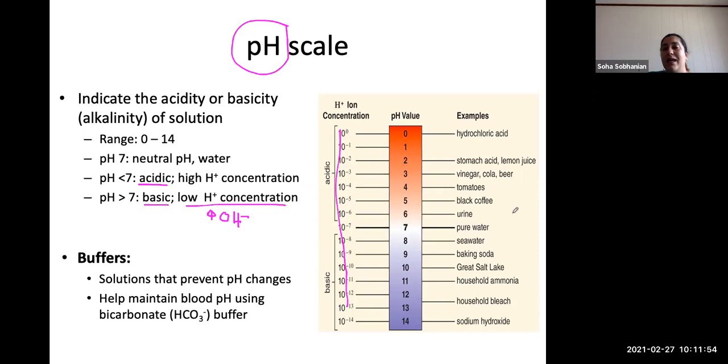So if you're looking at this scale, one thing you also need to remember is number 7. 7 is identified as neutral because the amount of H plus and the amount of OH negative is equal, right? That's what we talked about at the beginning. So 7 is considered neutral, it is pure water. So please don't say your water is acidic or basic. Water is neutral, and it's going to have an equal amount of hydrogen and OH at the same time. Does that make sense?